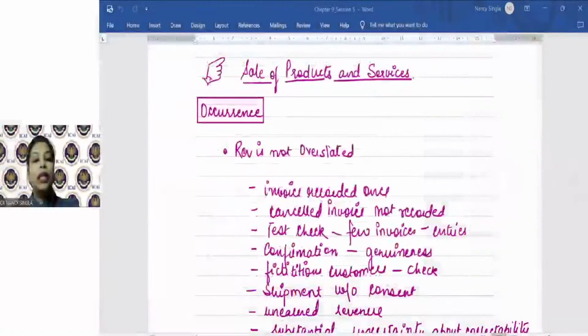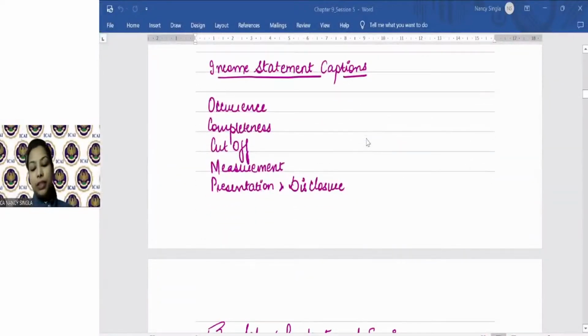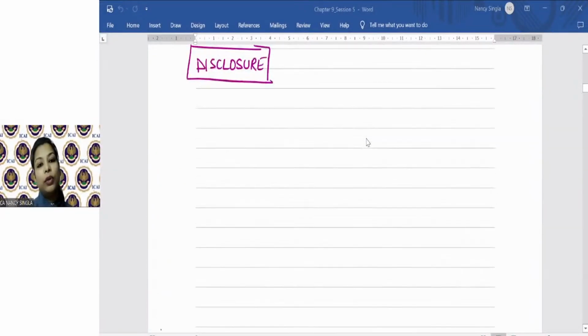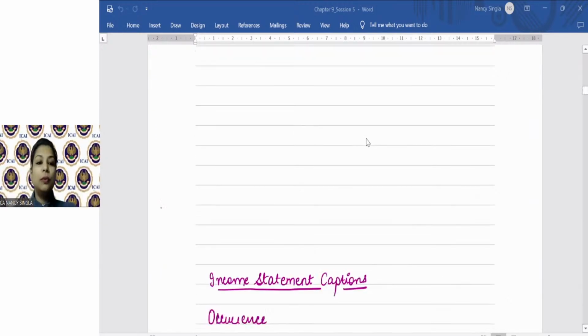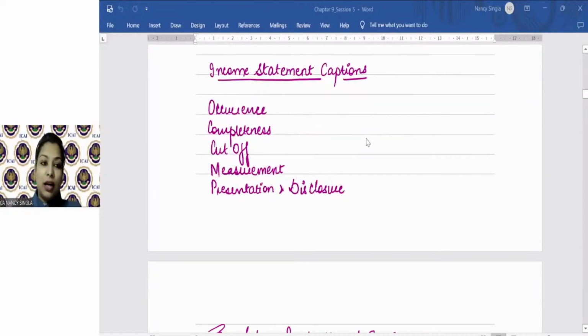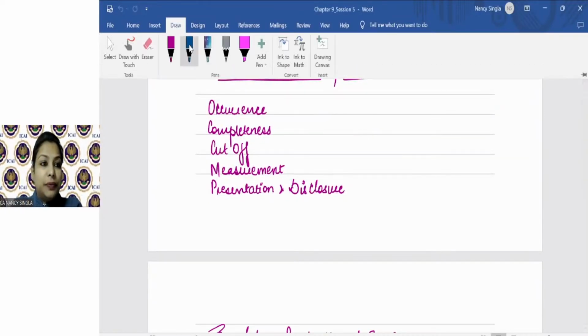So as I told you, today we'll be starting with the income statement captions, and without looking at the module or the screens, tell me what are the various assertions with respect to the income statement. We have discussed all the assertions with respect to the income, the expenses, in the very first session for this chapter. So the various assertions are occurrence.